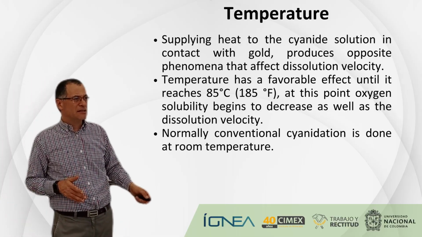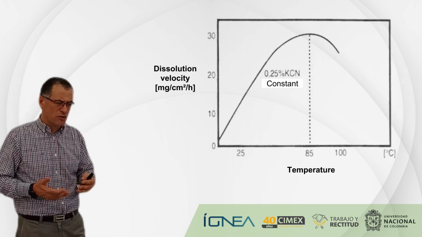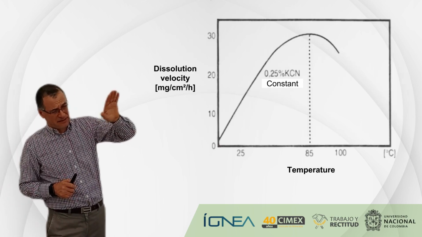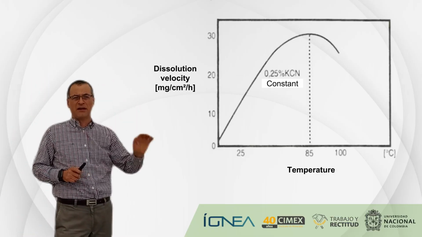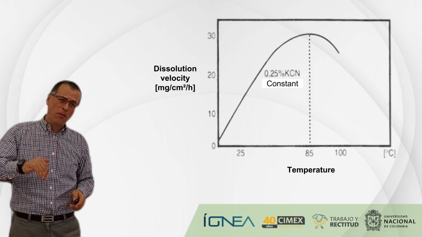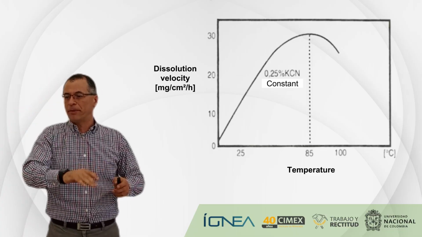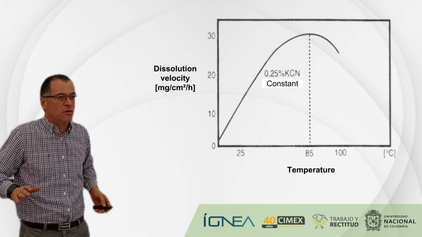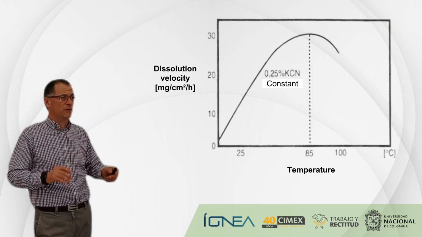Okay. This is one of the figures that shows that the kinetics could increase by increasing the temperature, but not necessarily all the time. But the common practice is to carry out the cyanidation process at room temperature. This is the most common. The most common is to use room temperature to work.